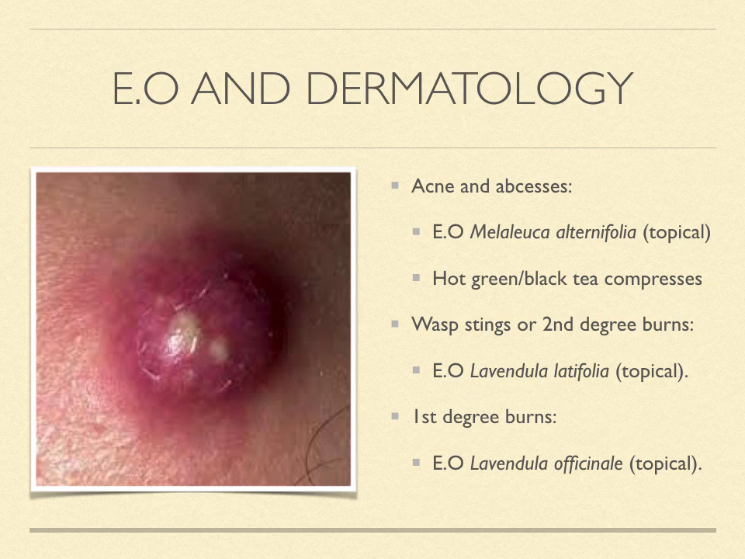Black or green tea has astringent properties, so it strengthens or tightens the skin over top the pustule, so that it comes to a head faster and there's evacuation of pus and therefore great relief in terms of pain and getting rid of the infection.